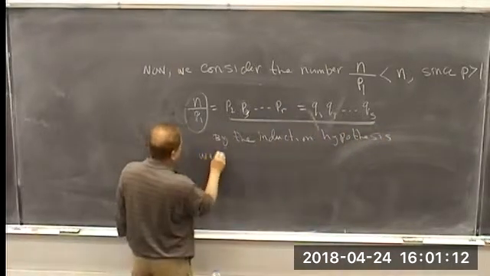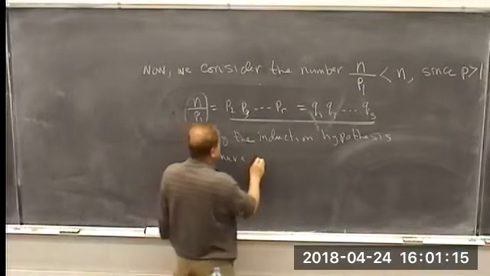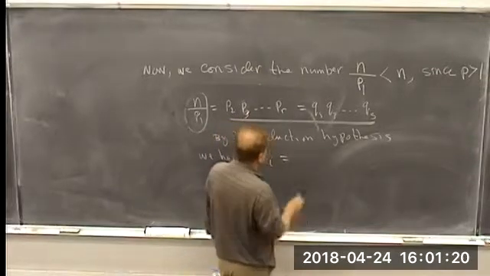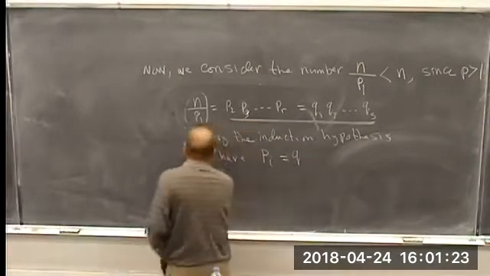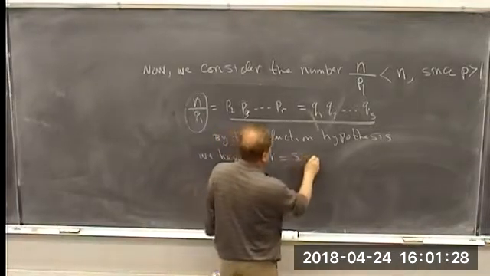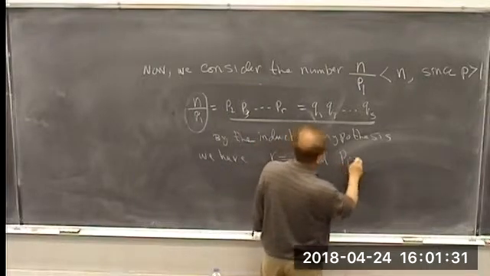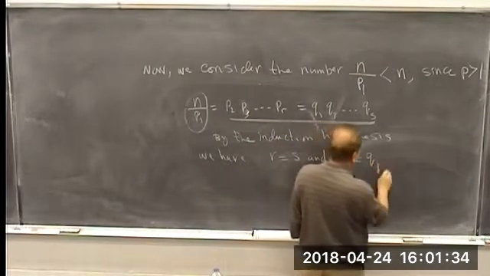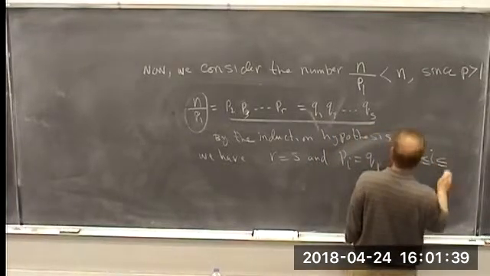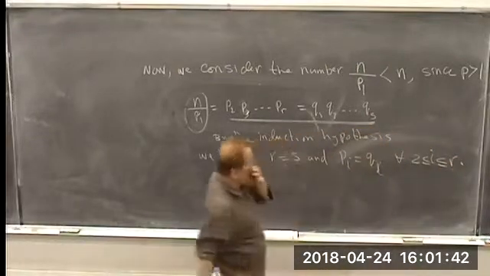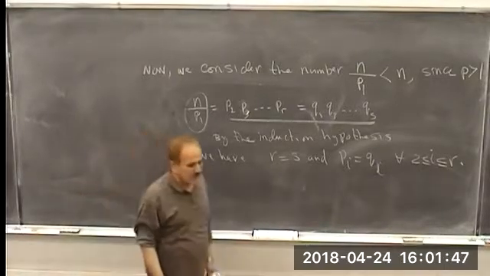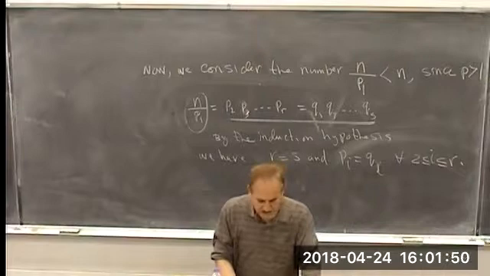By the induction hypothesis, we have first of all R is equal to S, and P sub I is equal to Q sub I for every I between 2 and R. And since we also proved that the P1 and the Q1 are equal, then we are done. So by that induction, this takes care of the whole thing.